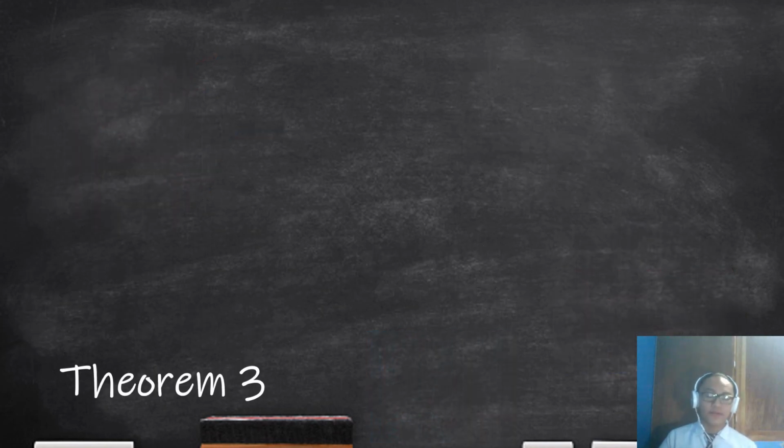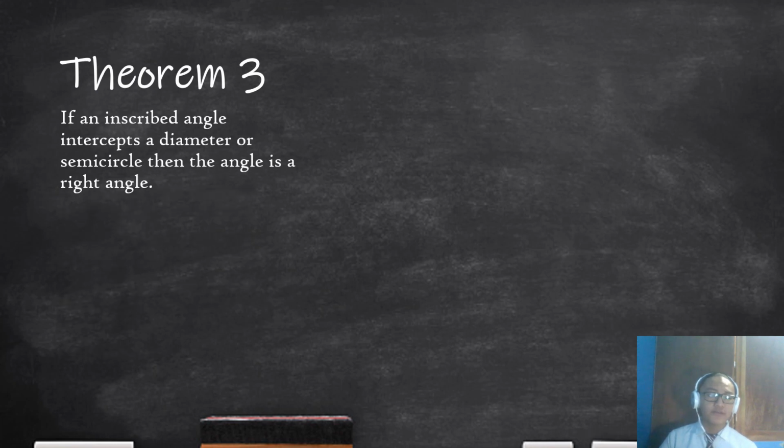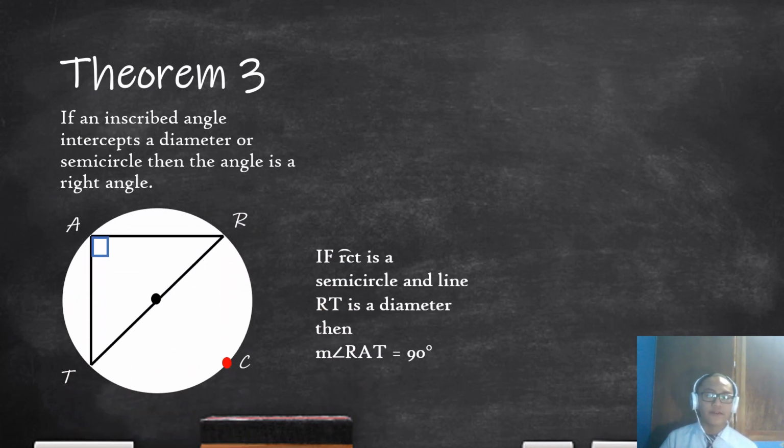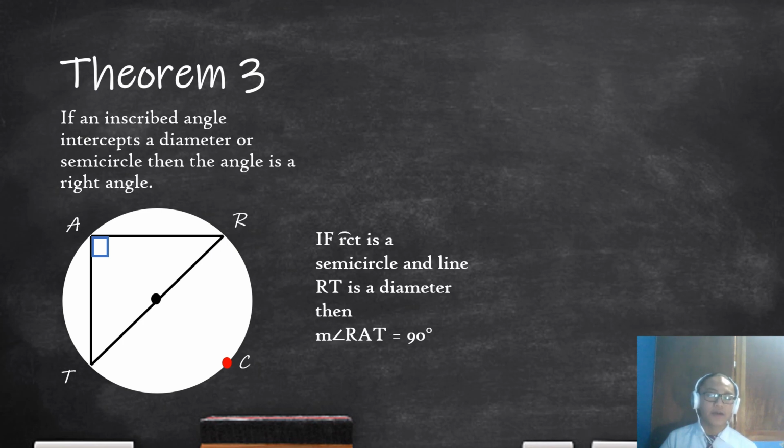Next we have our Theorem 3. Theorem 3 says that if an inscribed angle intercepts a diameter or a semicircle, then the angle is a right angle. Now, here we already have our given, which is our angle RAT and our arc RCT. Now it says here if arc RCT is a semicircle and line RT is a diameter, then the measure of angle RAT equals 90 degrees.